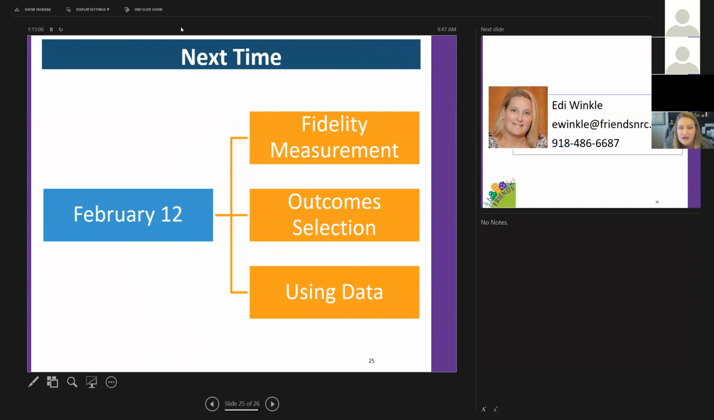Like I said, fidelity measurement is definitely something we're going to cover. I've got some really useful tools and hints on how to create a fidelity measurement if one doesn't exist for the program that you implement. And that is also really non-threatening, super simple to get started with. We're also going to talk about outcome selection and how that relates to your measurement tools, and make sure that the outcomes you select for measurement do relate to that tool.